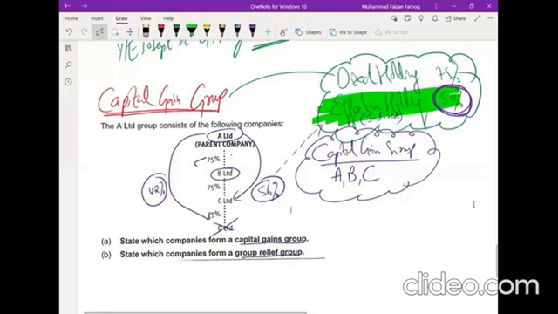That's what is known as a capital gains group. It means A, B, and C are allowed to share their capital losses. Capital losses arise in the CGT chapter for companies. After indexation allowance, if there is a negative answer, it's known as a capital loss. A, B, and C are the group members for capital gains, and they are allowed to share their losses amongst each other. Please note it down and ask me if you have any questions.